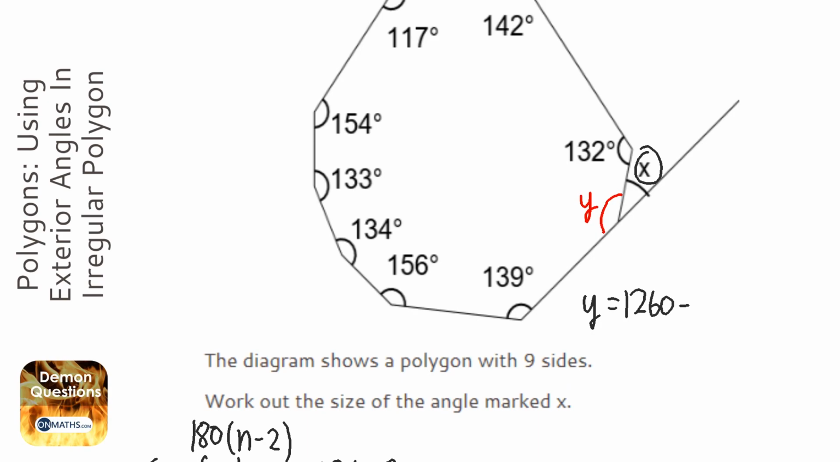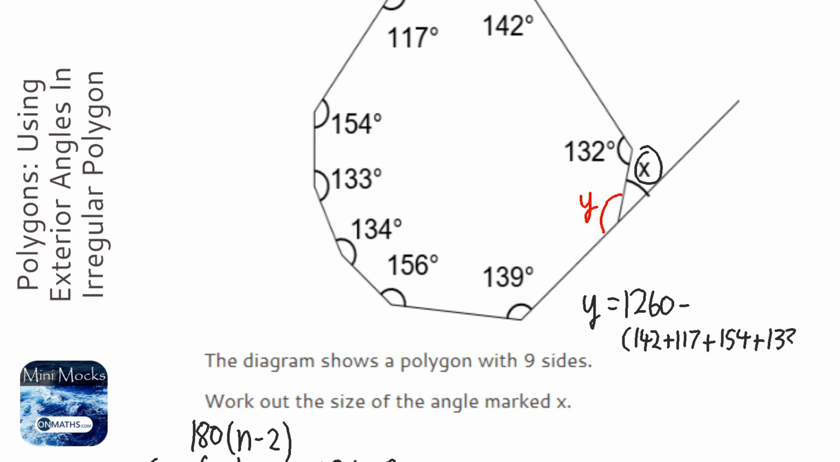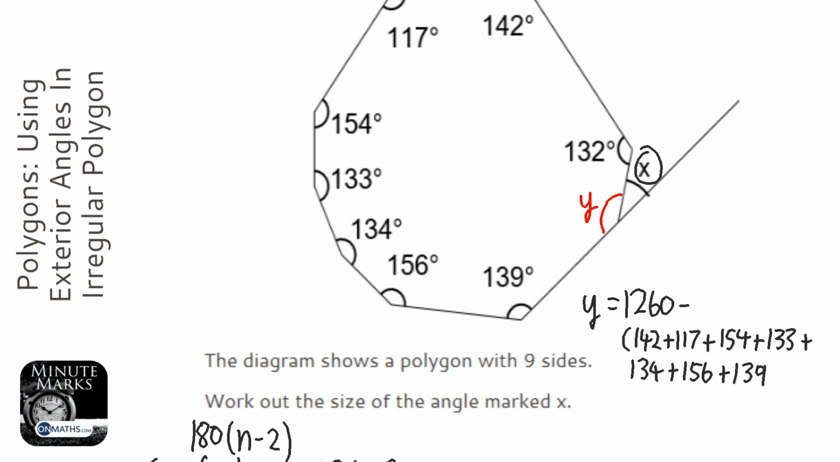1,260 take away, and then we're going to do 142 plus 117 plus 154 plus 133 plus 134 plus 156 plus 139 plus 132. I think that's it, and let's just count that. 1, 2, 3, 4, 5, 6, 7, 8, and there's 9 sides.